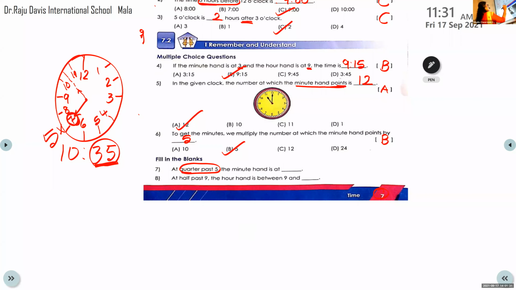Quarter past is used for how many minutes? 15 minutes. Okay, quarter past is used for 15 minutes. So, the minute hand should point at which number? 5.